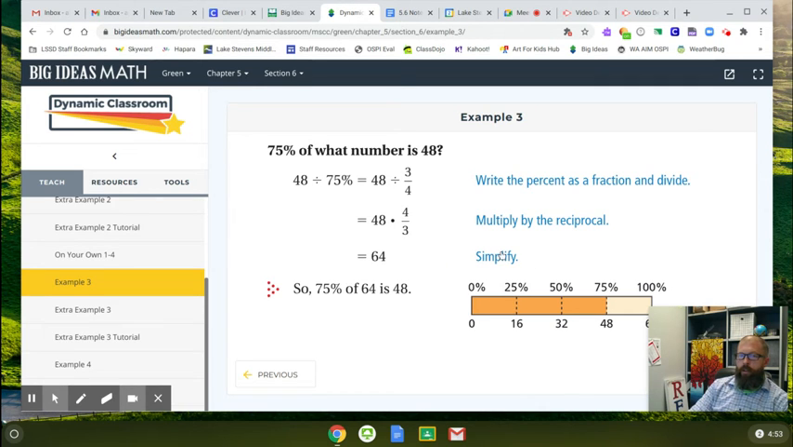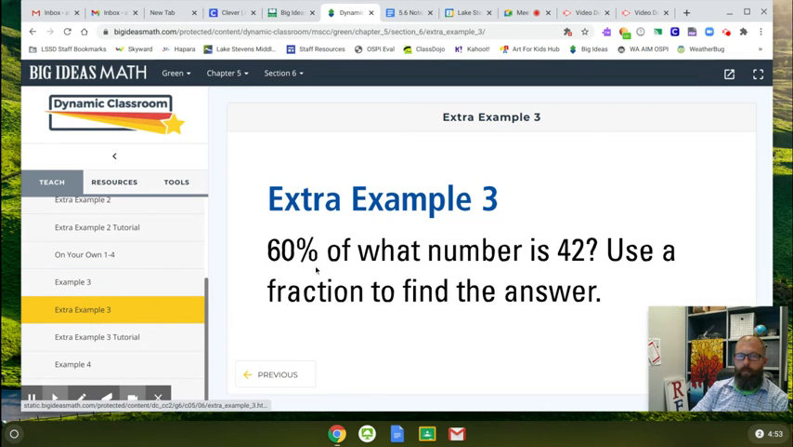So trust me, this is going to get a little difficult. Make sure we answer what they ask for and make sure your answer makes sense when you're done, okay? Because I know some of us are going to find 75% of 48 and it's not going to be correct. Let's take a look at another one.